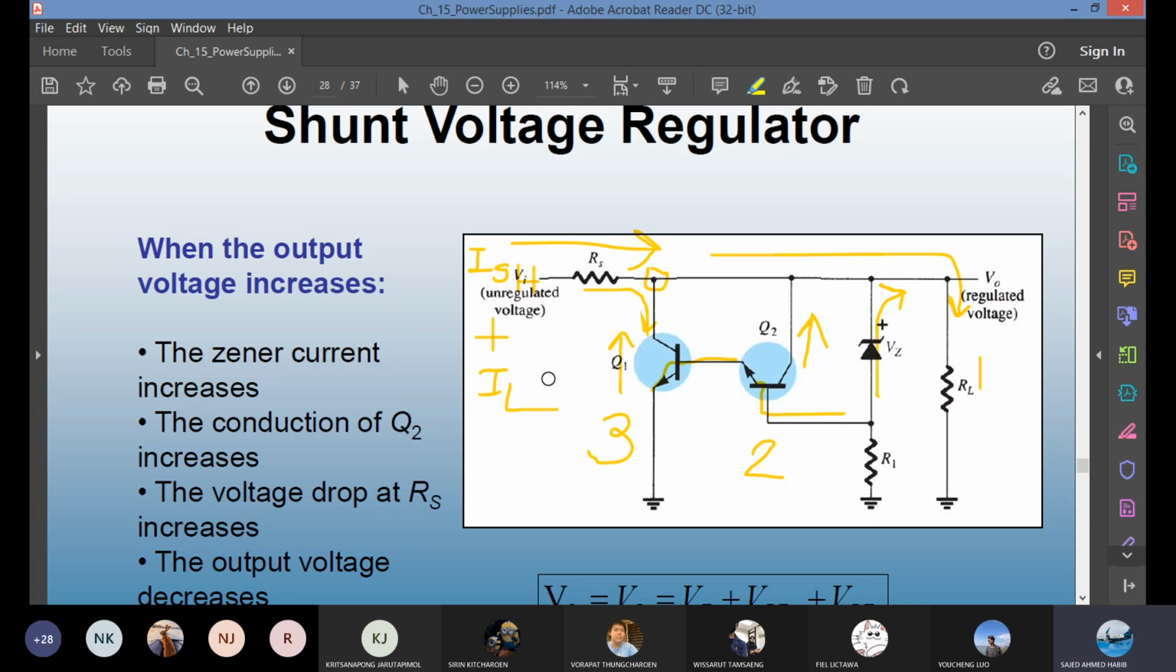Why do we need the Zener? The Zener provides a reference voltage. Zener is called the voltage regulator diode. Zener provides a reference voltage so that the voltage across R1, we have a resistor R1 here, senses the output voltage. R1 is connected to Zener, which is also connected to the output. This Zener is provided as a reference voltage in order for R1 to sense the output voltage.